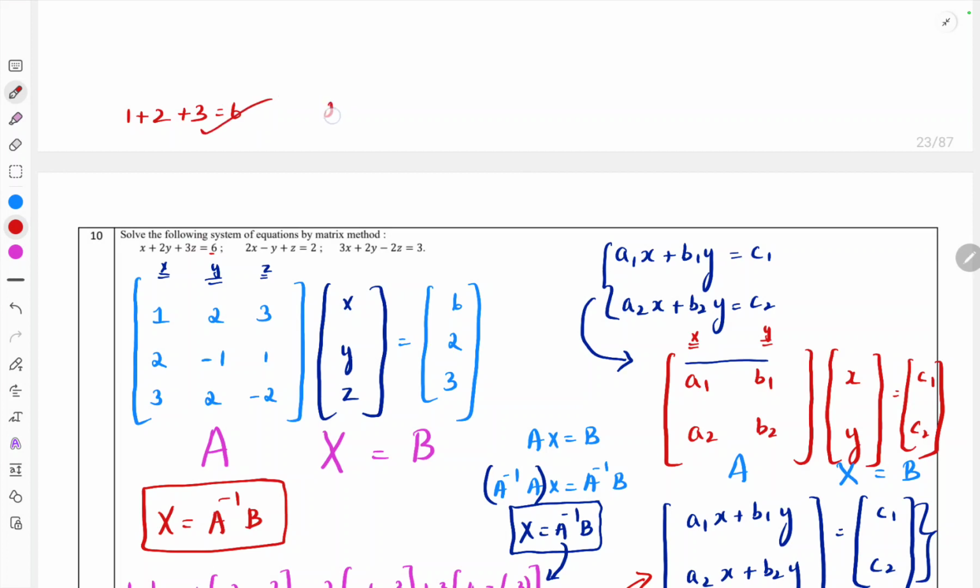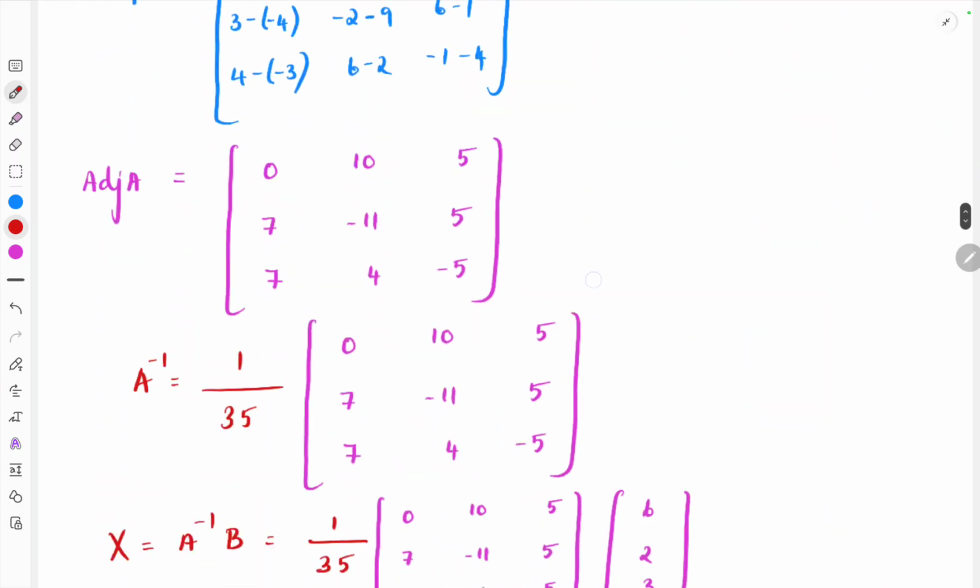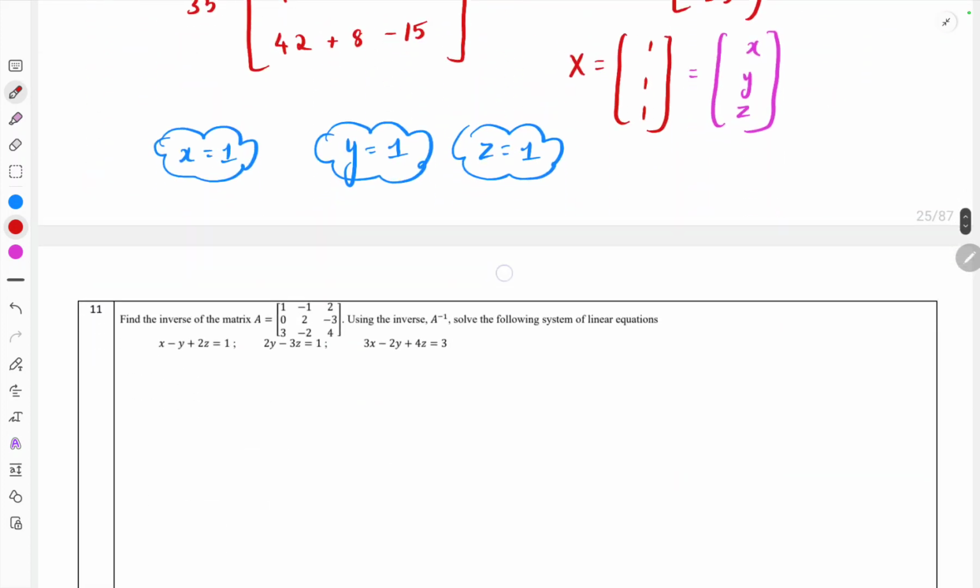For the second equation, 2 minus 1 plus 1, minus 1 and plus 1 will get cancelled, equal to 2. So for the second equation also it is valid. So 3 plus 2 minus 2, plus 2 and minus 2 will get cancelled, so it will be equal to 3. So for the third equation also it is valid. So from this we completed the 10th question.